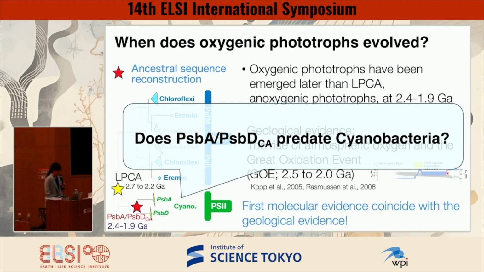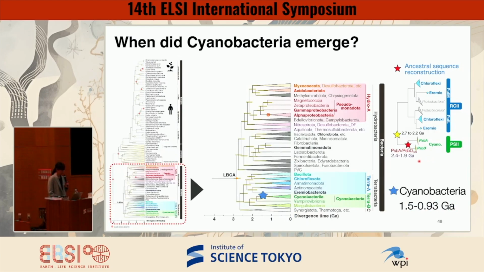This leads to an important question. Did the oxygen-evolving ancestral protein already exist before cyanobacteria? To address this, we checked when cyanobacteria themselves emerged. So we went back to molecular clock analysis again. As you can see here, cyanobacteria emerged relatively late, around 1.5 to 0.93 billion years ago. This suggests that the core oxygenic photosynthetic machinery predates the crown group of cyanobacteria and was already present before their diversification.